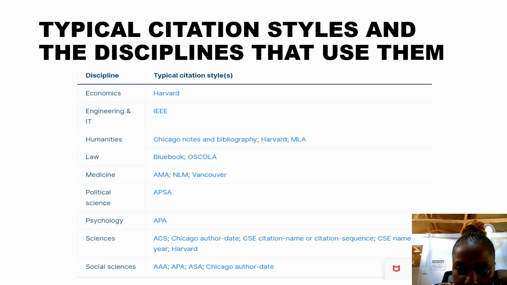So typical citation styles and the disciplines that use them. If you are in the field of economics, they usually prefer Harvard. For engineering and IT, they like IEEE. For humanities, Chicago Notes, Harvard, MLA. For law, there is Bluebook or Scholar. For medicine, there is AMA, NLM, Vancouver. Political science, APSA. Psychology, APA. Science is ACS, Chicago, CSE, Harvard. And social science, AAA, APA, ASA, Chicago, author-date.